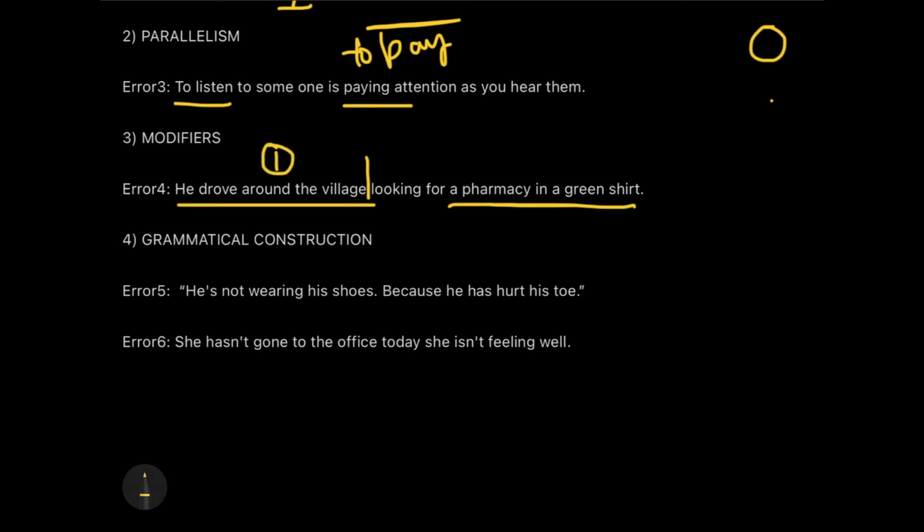All right. And then the second part should be in a green shirt. So then we will take up in a green shirt. That is part number 2. Looking for a pharmacy. This is the third part. So construction should be he was wearing a green shirt and looking for a pharmacy. इसे हम modifiers कहते हैं.